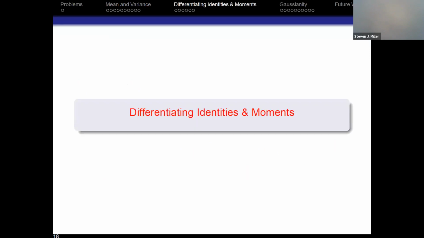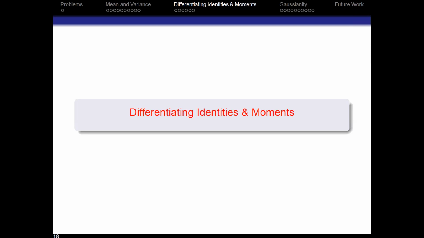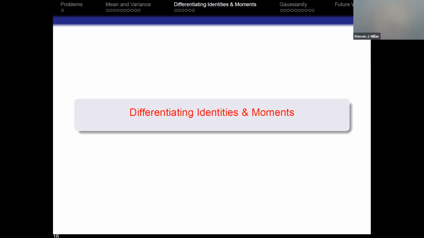So what I want to do now is talk to you about one of the most important methods in mathematics, differentiating identities. So the idea is, if you have a nice probability distribution, if you know its moments, you know its distribution. How many of you have seen Taylor series? I did. Anyone else, or just one?